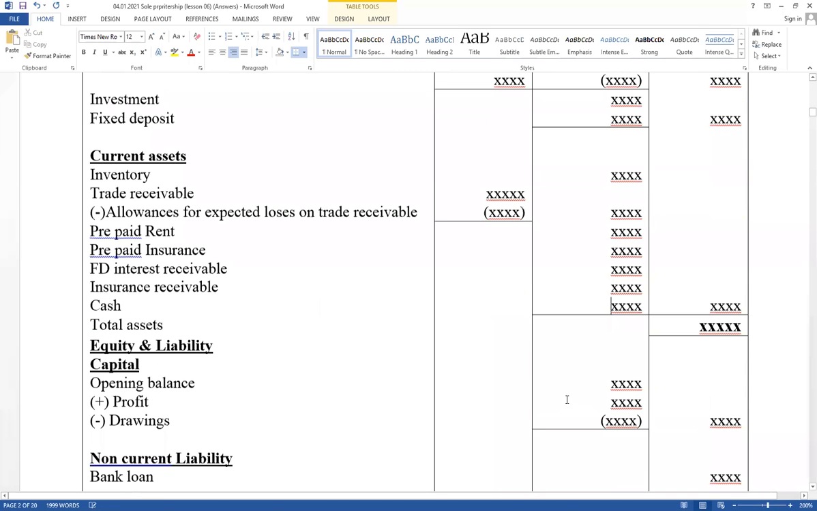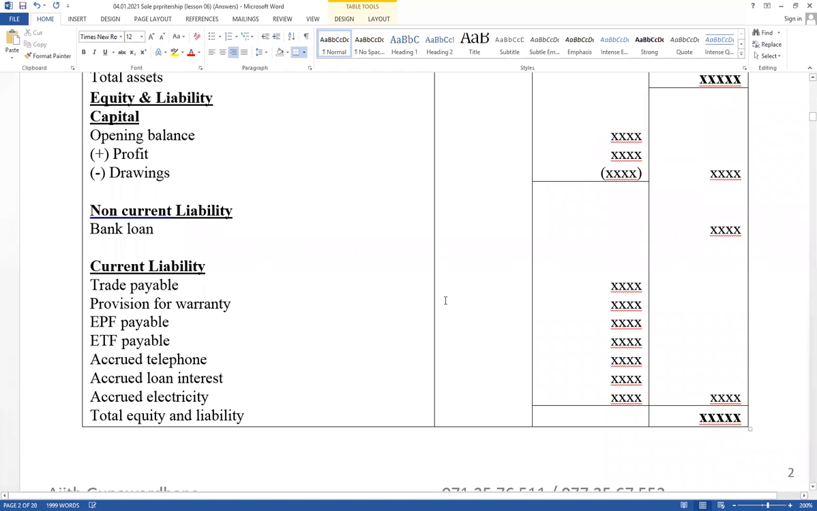Think about equity and liability. Assets equal liability plus equity. Therefore, equity capital is the opening balance plus profit minus drawings. This is the equity: opening balance plus profit minus drawings. As drawings, the total value should be deducted here.